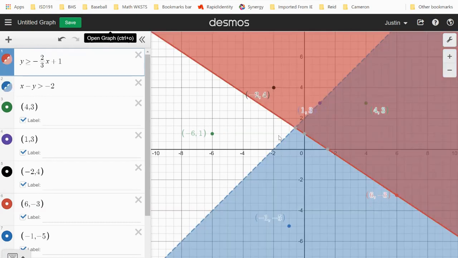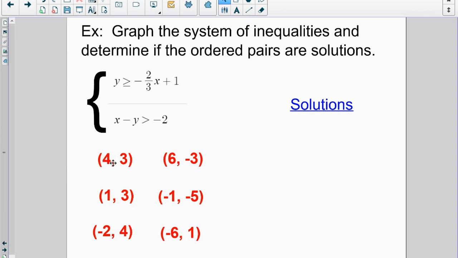So the only ordered pairs that were solutions here were (4, 3) because that was in the area shaded in red and blue, and then (6, -3) because it was on the solid boundary line. It was a solution to both inequalities. So (4, 3) and (6, -3) are the only two that are solutions.